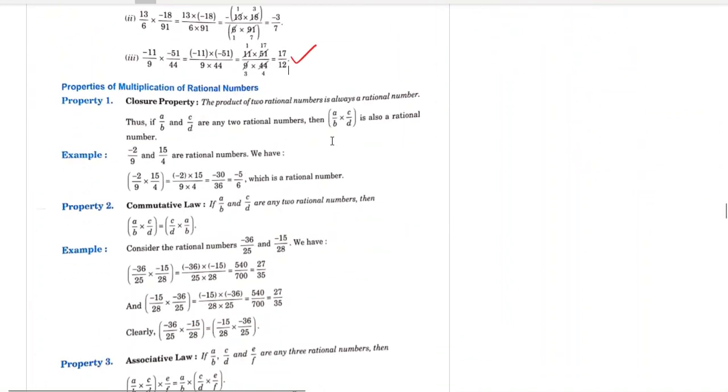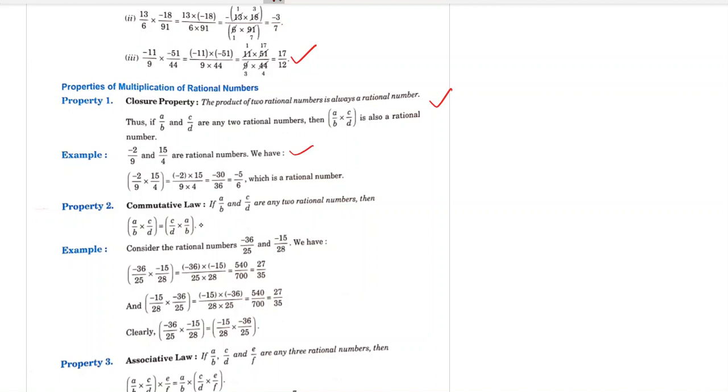Now let's look at the properties of multiplication. First property, closure property. What is closure property? When two rational numbers are multiplied, their product is always a rational number, right? If you multiply any two rational numbers, the answer will always be a rational number. Here they have given an example.